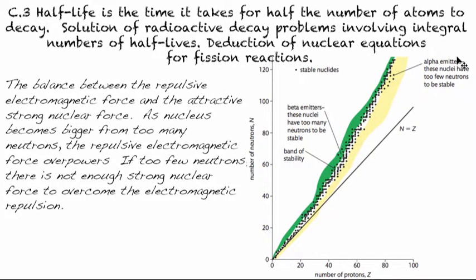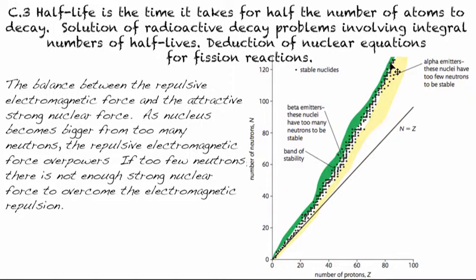And these ones down here have too few neutrons to be stable. So what they're going to do is emit alpha particles in an attempt to get rid of protons, and thus increase the ratio of neutrons to protons. So in the middle there is where we get a stable nucleus.